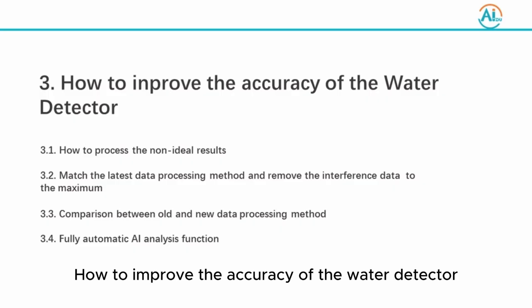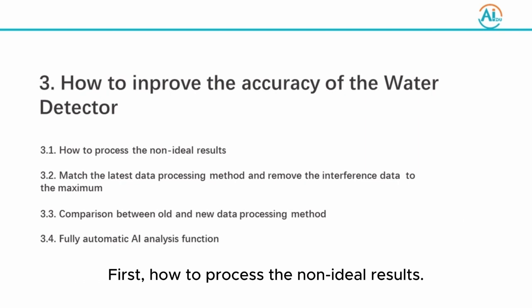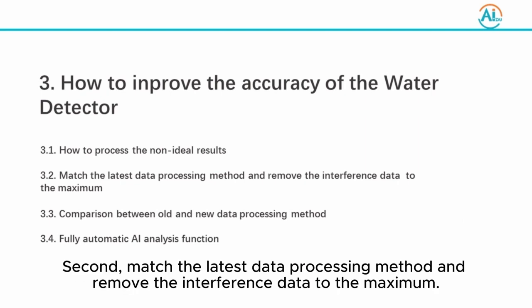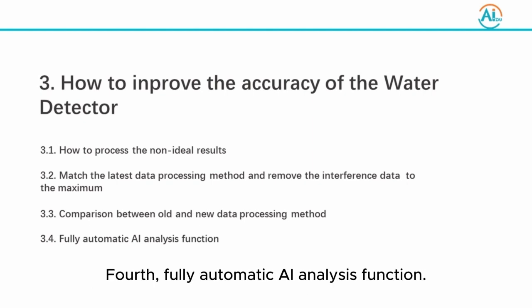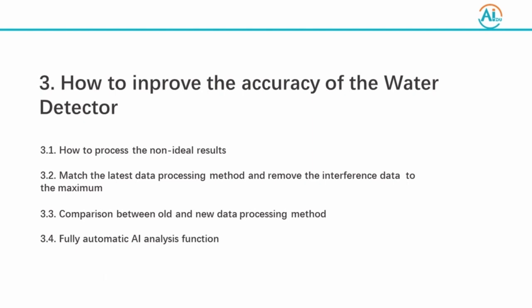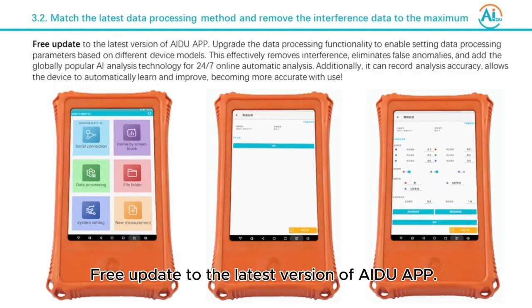How to improve the accuracy of the water detector. First, how to process the non-ideal results. Second, match the latest data processing method and remove the interference data to the maximum. Third, comparison between old and new data processing methods. Fourth, fully automatic AI analysis function. These images are suboptimal. There may be interference or incorrect data processing. Free update to the latest version of the Aidu app.